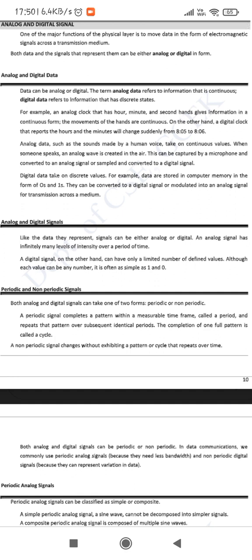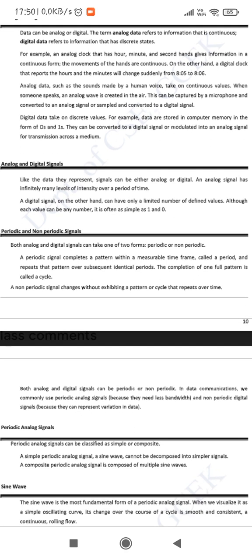Analog and digital signals: like the data they represent, signals can be either analog or digital. An analog signal has infinitely many levels of intensity over a period of time. A digital signal, on the other hand, can have only a limited number of defined values. Although each value can be any number, it is often as simple as 1 and 0.